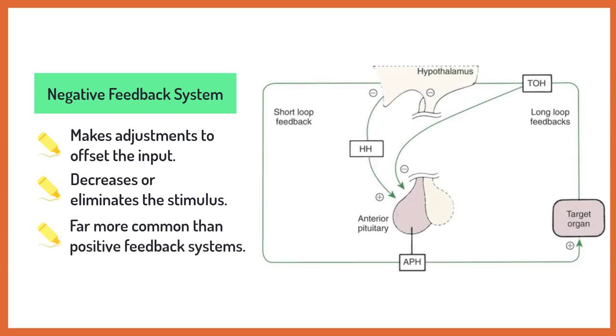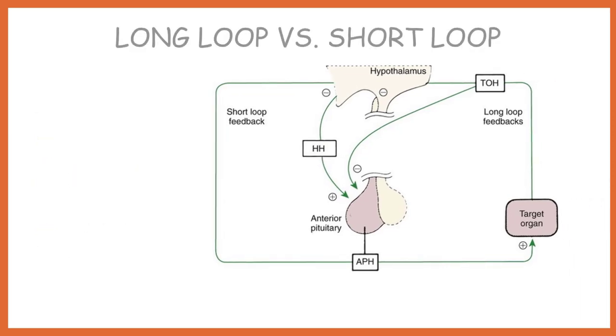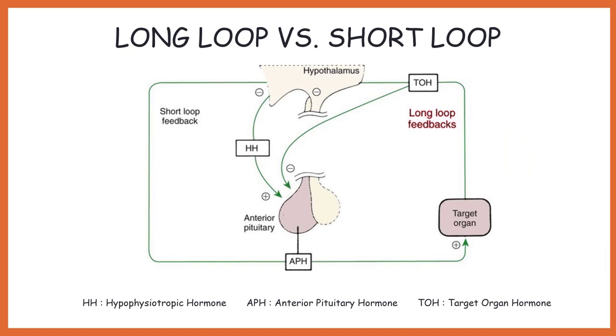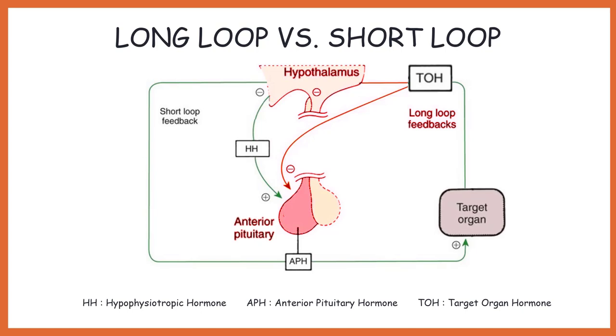It has two different existing categories: the long loop feedback system and the short loop feedback system. Long loop feedback system occurs when the hormones from peripheral endocrine glands can exert feedback control on the hypothalamus and anterior pituitary. This type of control is exemplified in the relation between the hypothalamus, anterior pituitary gland, and the peripheral endocrine glands controlled by pituitary hormones.